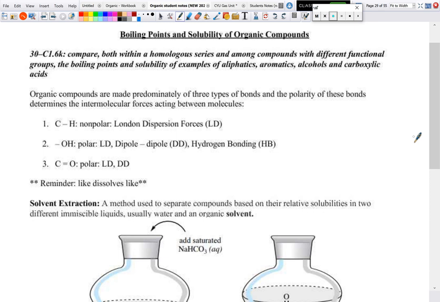Alright, now that we have all the naming for our organic families out of the way, we're going to look at some of their properties. So for the most part, we're going to be looking at boiling points, their solubility, and we're also going to be looking at probably a few other things as well.